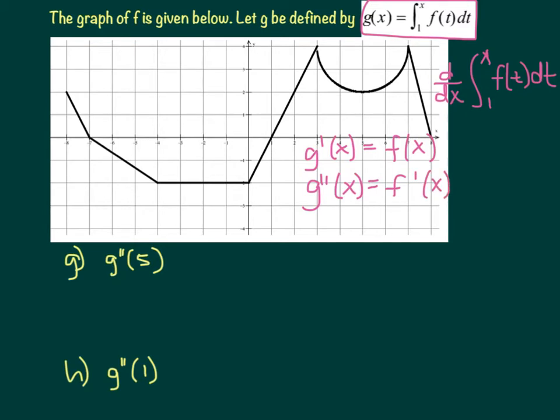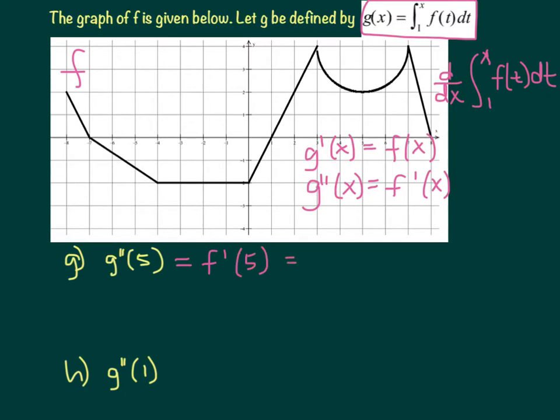All I'm doing is taking the derivative of what I just got for my derivative. All right, and so I end up that the second derivative of g is really f prime of x. So this is really asking the question. Remember, this is the graph of f. So g double prime of 5 is really asking what is f prime of 5.